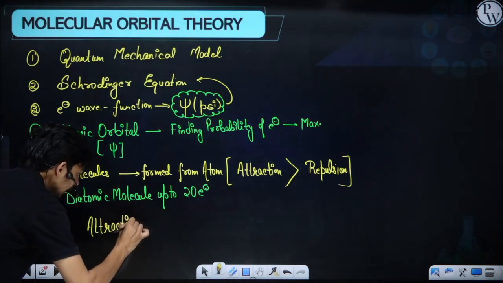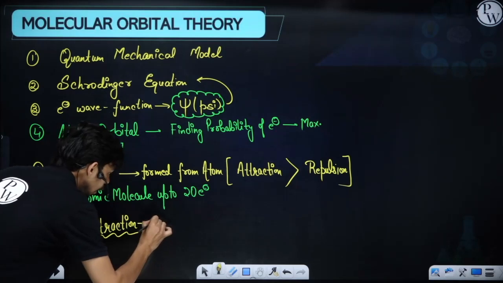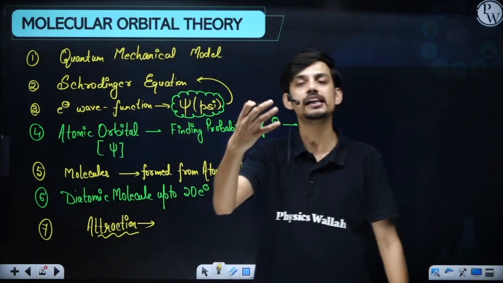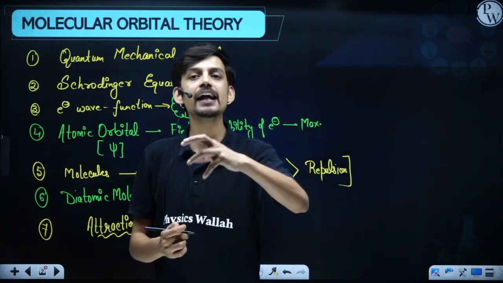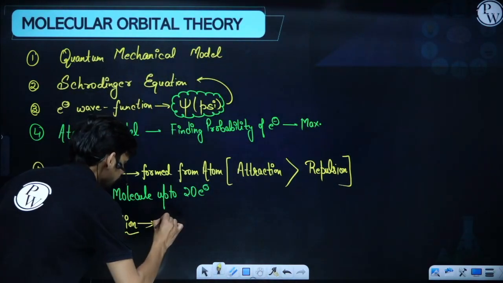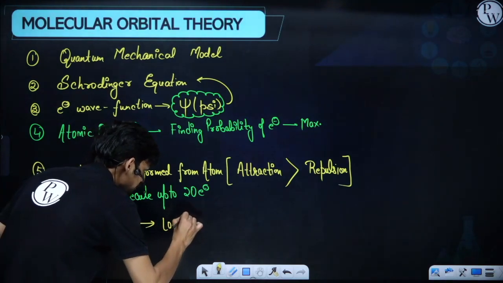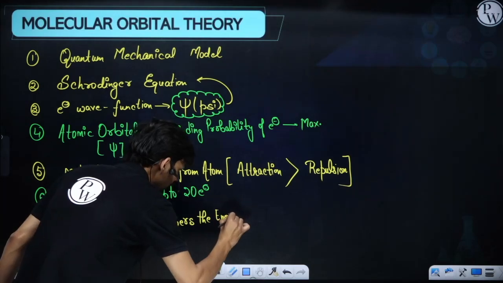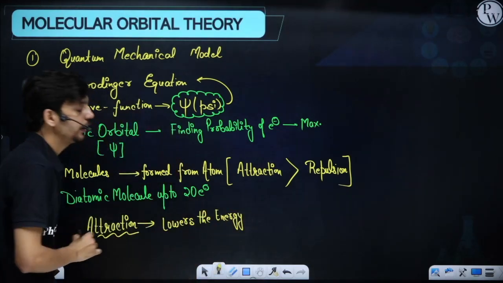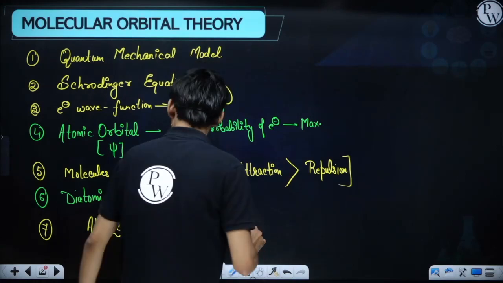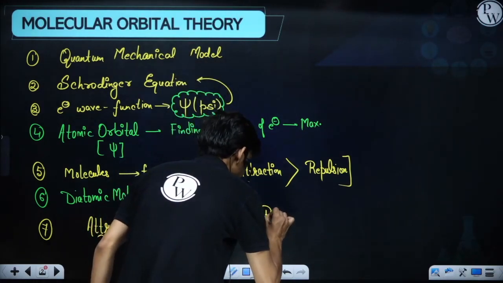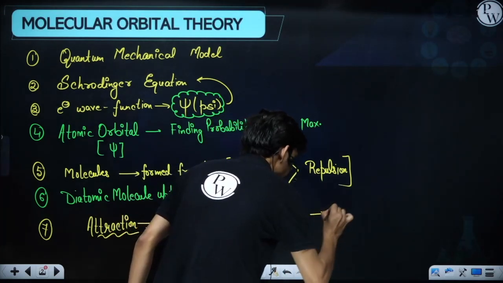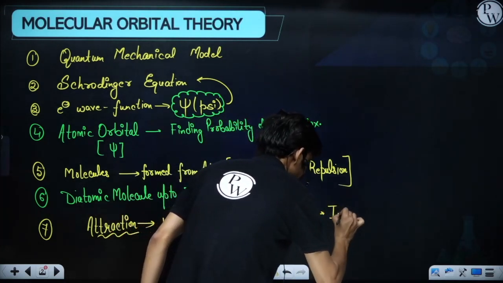whenever there is attraction between molecules or attraction between any two particles, attraction will always increase the stability. And stability and energy are reverse, right? So attraction will always lower the energy. That is, whenever we are having attraction, we are going to have lowering of energy. And whenever we are having repulsion, we are going to have an increase in energy.